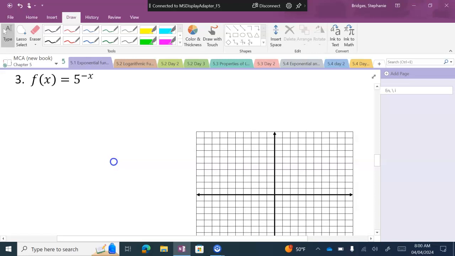What I want you to look at is compare, once you get the graph for number 3, compare it to the first two. Does it look like the first one where our base was a whole number, or does it look like the second one where our base was a fraction? Which direction is it going? Okay, it's a whole number base, but we changed the exponent to a negative.